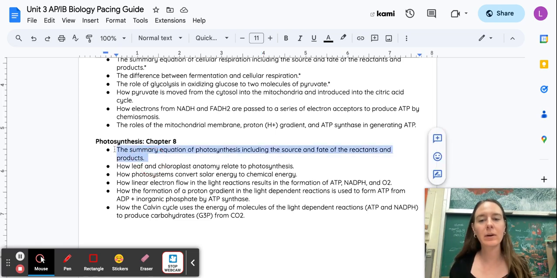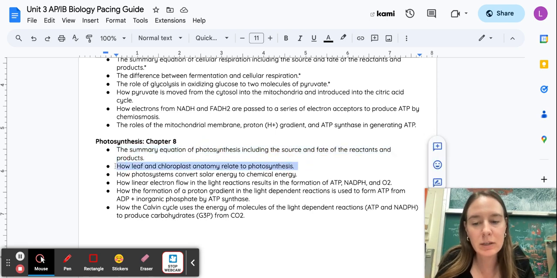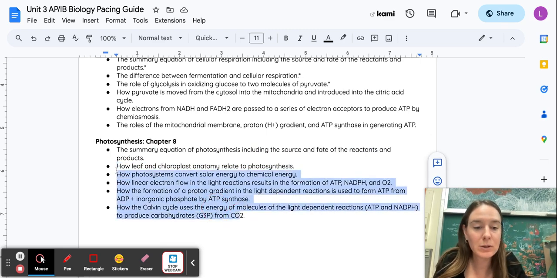You must know the summary equation, the source and the fate of the reactants and products. Where are the reactants of this chemical reaction coming from, and what's the fate? Where are they going to end up? And then how leaf and chloroplast anatomy relate to photosynthesis. And we'll get into these you must knows in the next video.